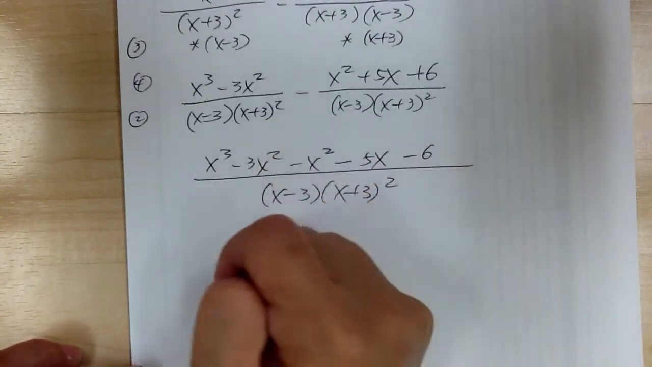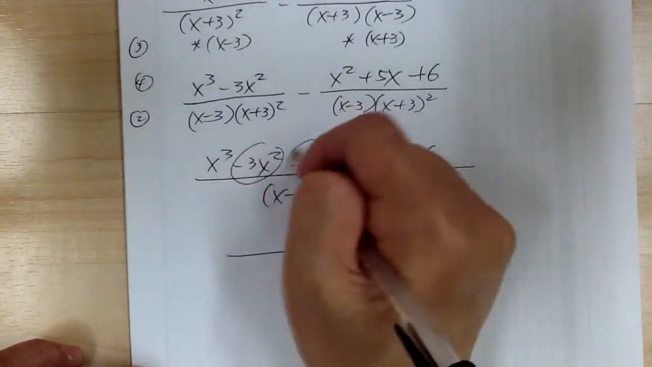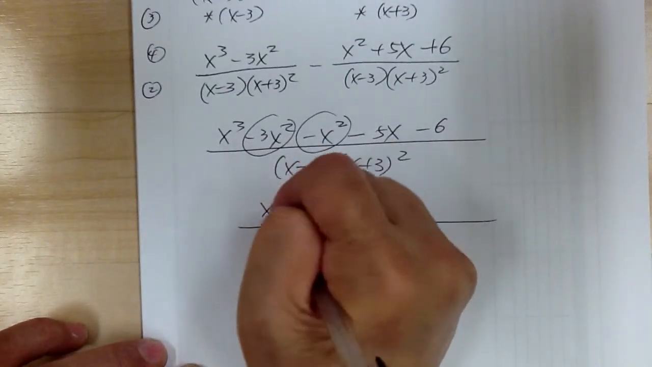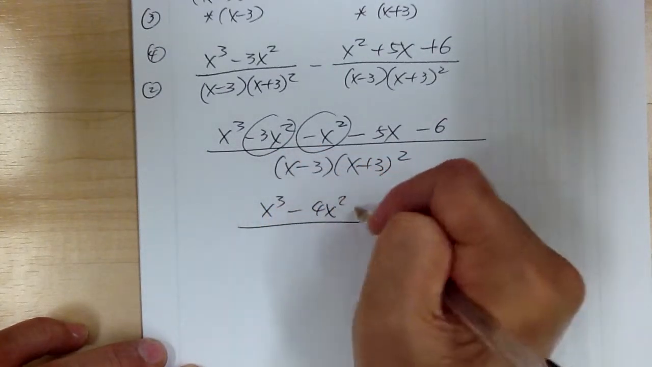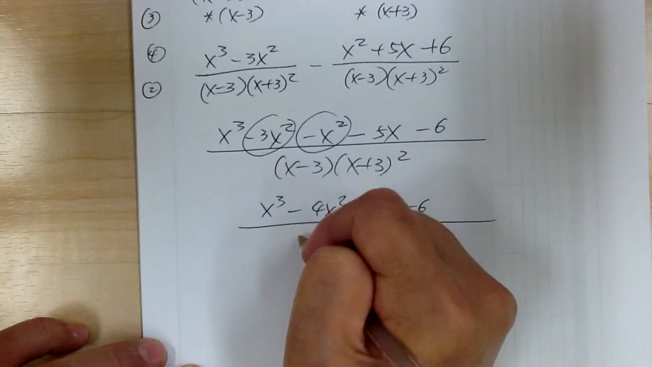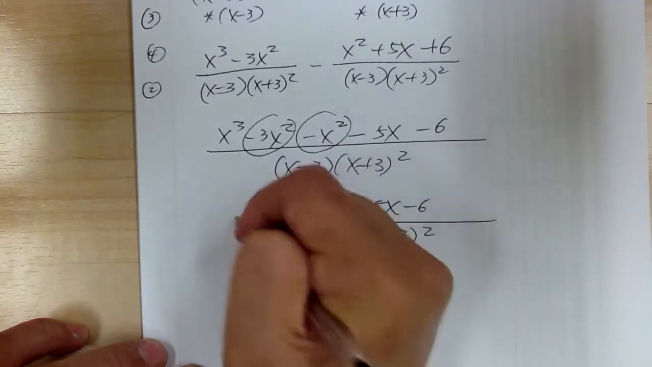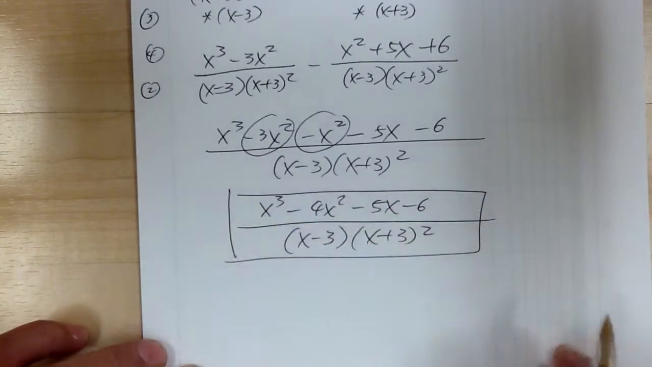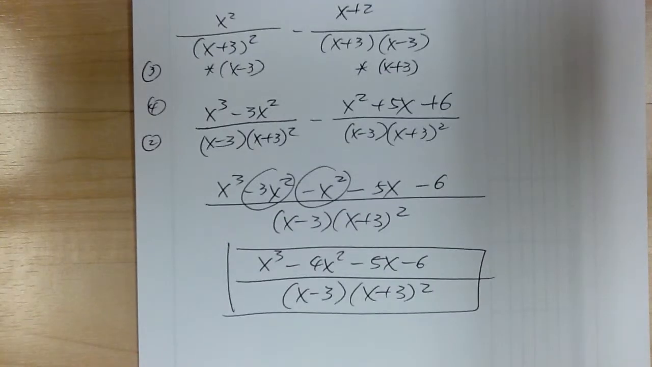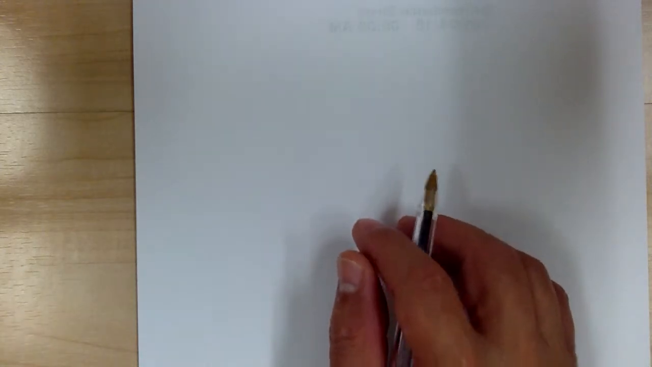Then you can go and combine the like terms. So this one and this one can combine. So you got x cubed minus 4x squared minus 5x minus 6 over x minus 3, x plus 3 squared. And that's it for number 36. Okay, let's go to 38.